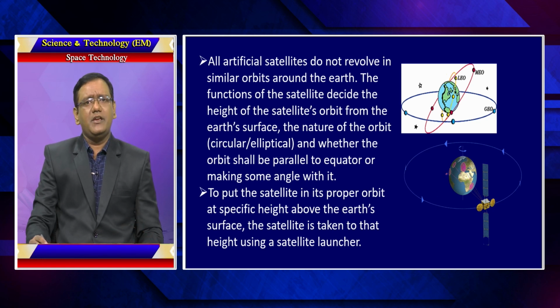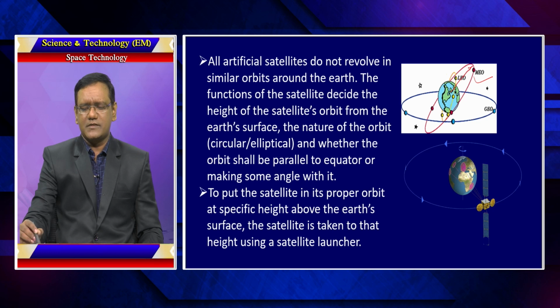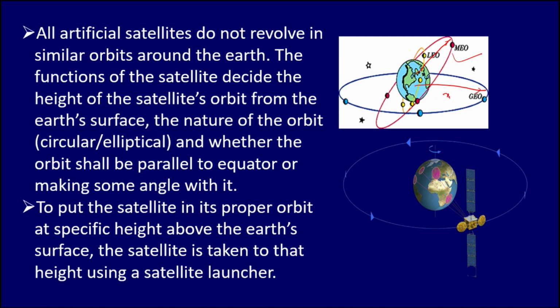If you look at this image, one orbit here is at a different height from the others. These heights are decided by the function that the satellite is going to perform. You can see that there are certain orbits which are very near to Earth, there are some a little farther away, and there are certain ones which are very far away.